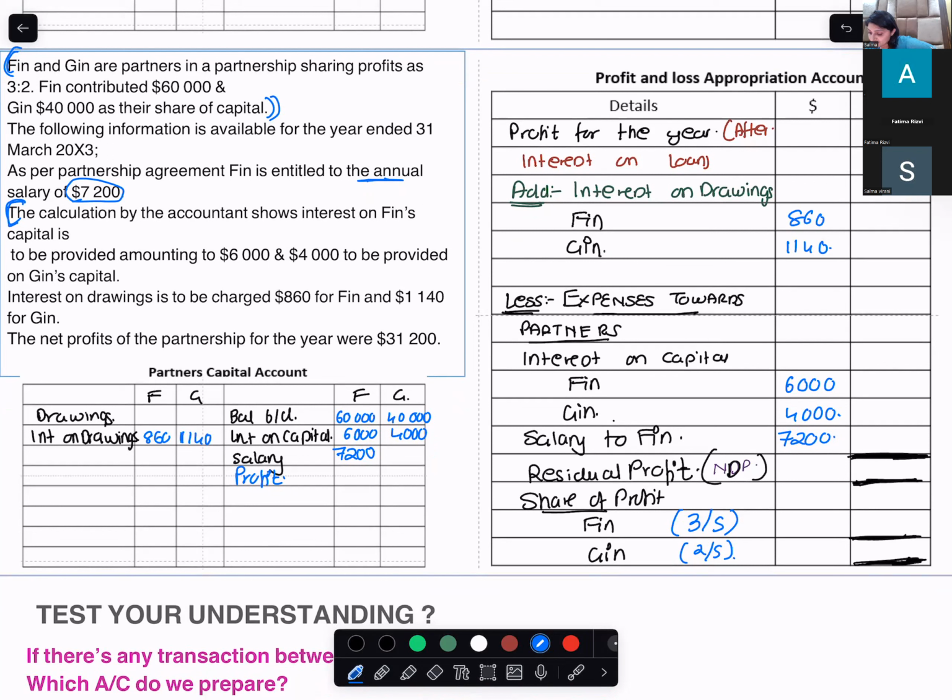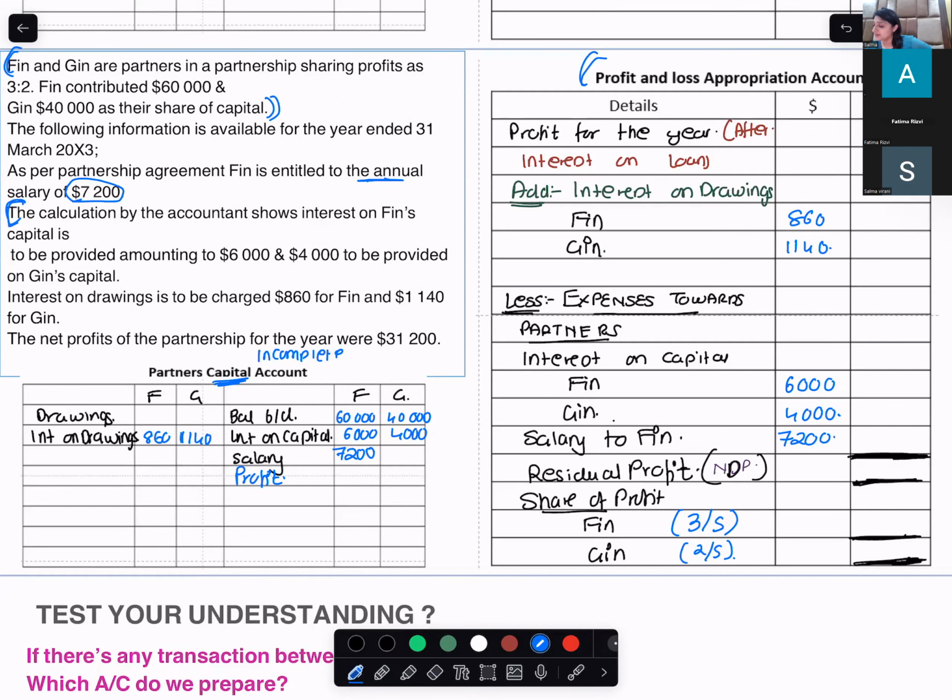Now they've not given us the drawings over here. Do you see this? That means this sum is incomplete to prepare partner's capital account. But it is absolutely complete to prepare profit and loss appropriation account. So you will not balance the partner's capital account. Are you with me? Just leave it. Okay. Profit for the year is 31,200.